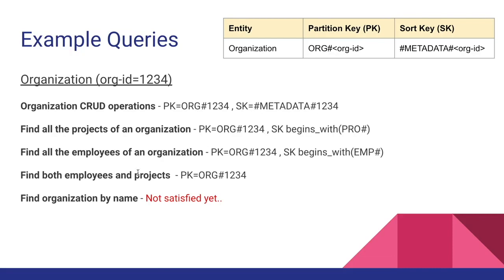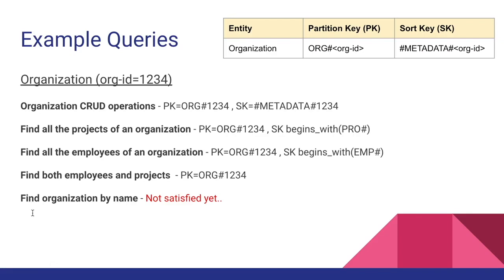Similarly, we can use the next query to find the employees of an organization. For both projects and employees, the organization has a one-to-many relationship. So here again I say my partition key is ORG#1234, this organization, and give me items that begin with EMP#. So it will return only the employee records. Now if I want to get both employees and projects, then I should not even provide a value for the sort key. I'm giving only my partition key, ORG#1234. Then it will return both project items as well as employee items.